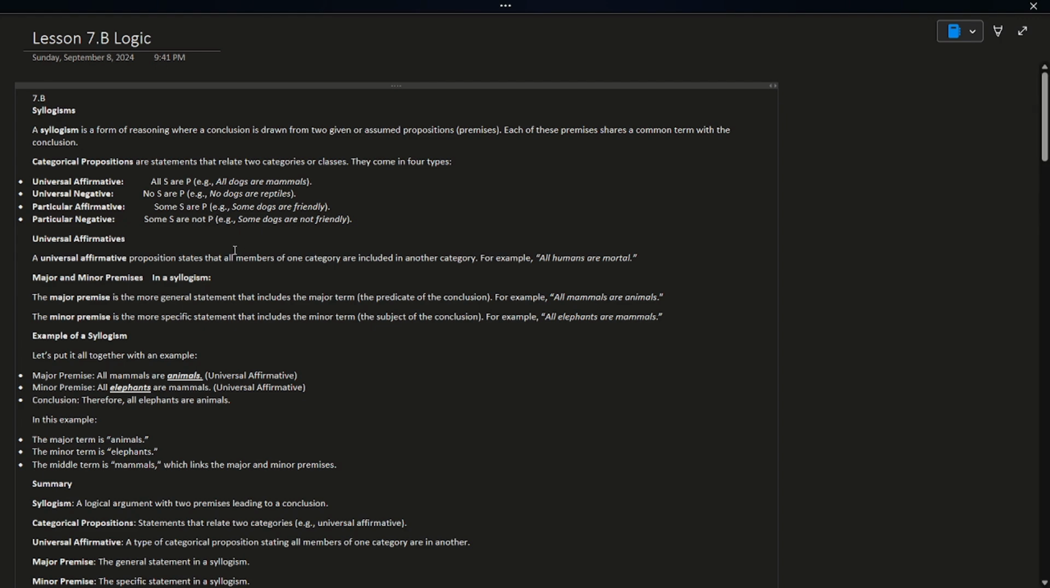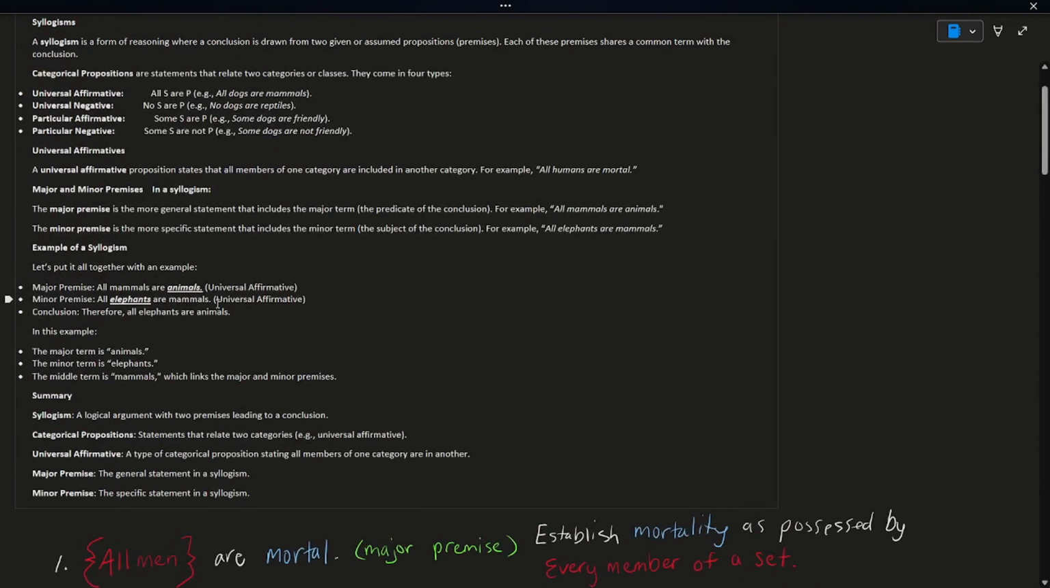Examples of syllogisms. Let's put it all together with some examples here. We have the major premise here. All mammals are animals. It's a universal affirmative. A minor premise. All elephants are mammals. A universal affirmative. Conclusion. Therefore, all elephants are animals. In this example, the major term is animals, the minor term is elephants, and the middle term, which I don't think is covered in your book, but we can probably deduce if it wasn't.